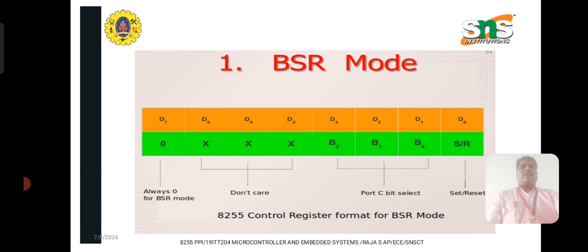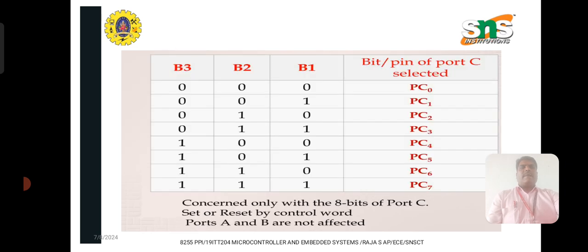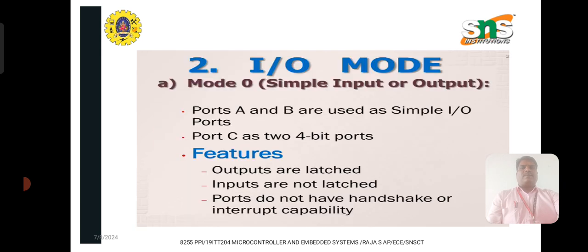Next, BSR mode, that is bit set reset mode. Based on this, 7 bits depend upon it; bit 7 is always 0 for BSR mode, then don't care bits, port C bit select bits and the set reset bit. Depending upon the selection of B3, B2, B1, we can choose the port C bit for a particular kind of output operation.